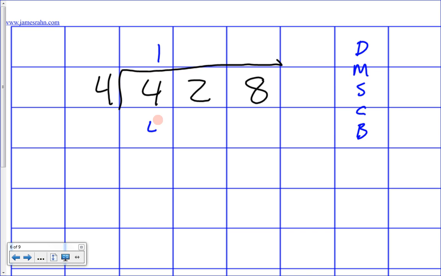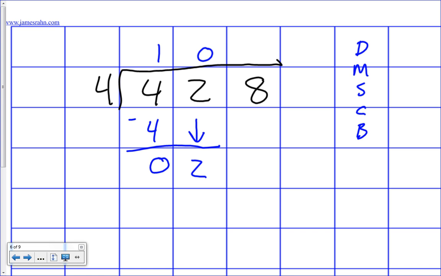Multiply, 4. Subtract, 0. That is less, so we're good. Bring down the 2. Now we talked about this on the last problem. Can 4 go into 2? It can't, but don't leave it blank. We're going to put a 0. It goes in 0 times.